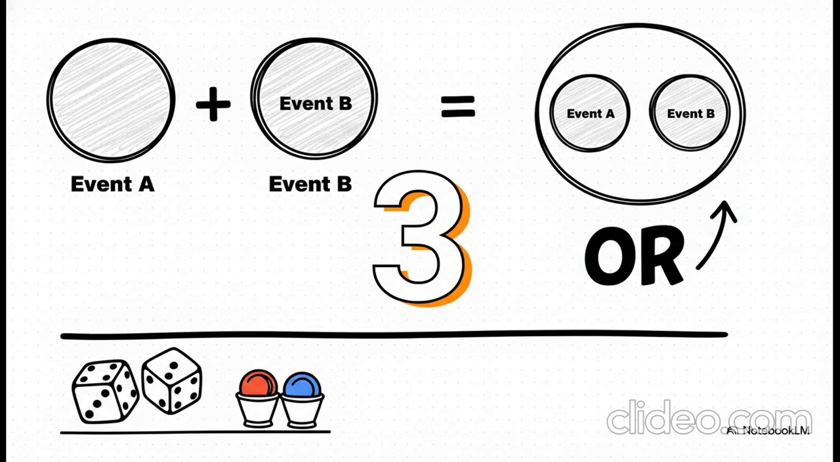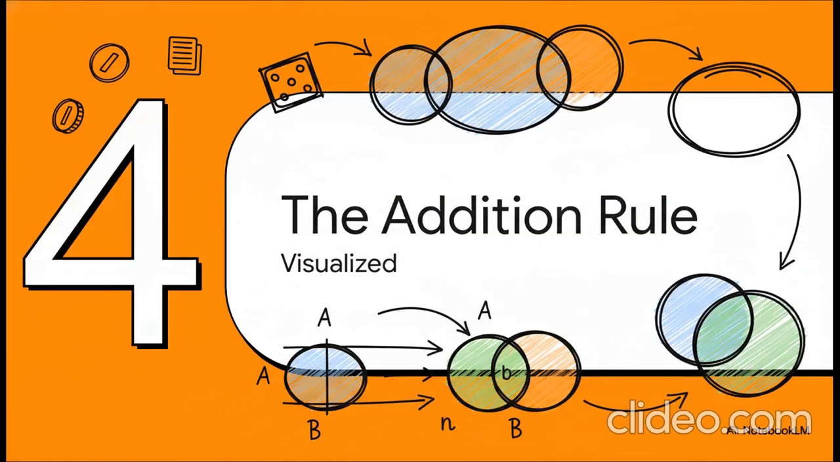And now Axiom 3, and this is where it starts to get really useful. It says that if you have two events that are mutually exclusive, meaning they can't both happen at the same time, their circles don't overlap, then the probability of one or the other happening is simply what you get when you add their individual probabilities together. Easy as that.